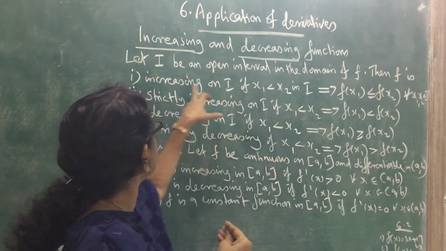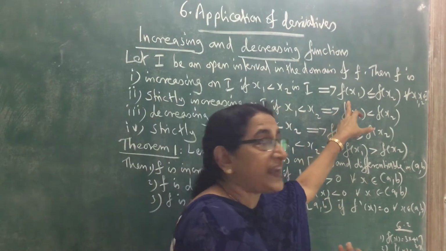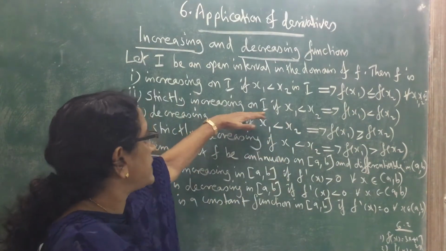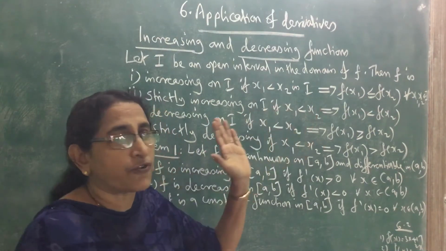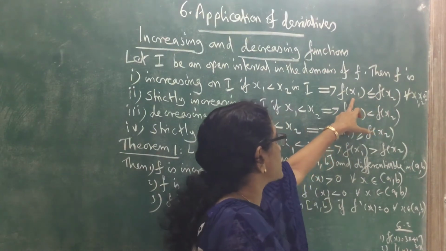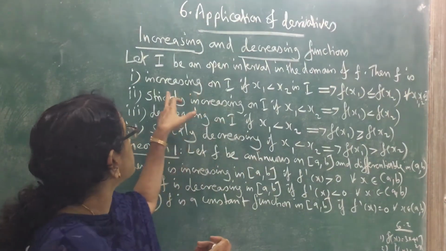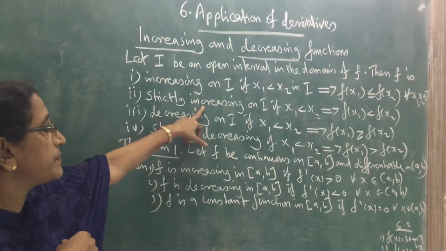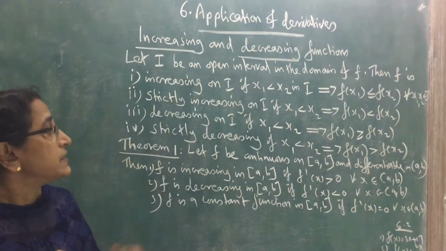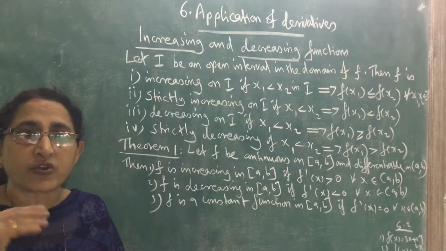Here in this case, increasing, that means when x1 is less than x2, f of x1 may be less than or equal to f of x2. So strictly means x1 less than x2 implies f of x1 should be less than f of x2. Here it can be equal also, f of x1 less than or equal to f of x2. F of x1 can be equal in the case of increasing. But strictly increasing means x1 less than x2 implies f of x1 less than f of x2. So in the case of increasing function, as the value of x increases, f of x also increases.